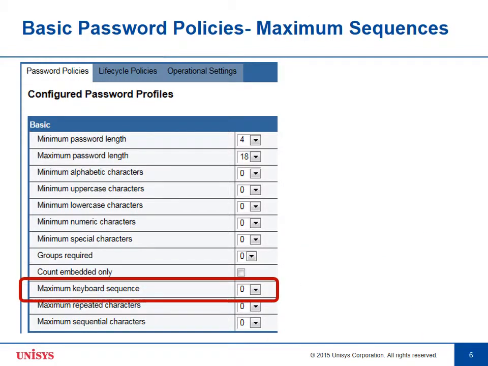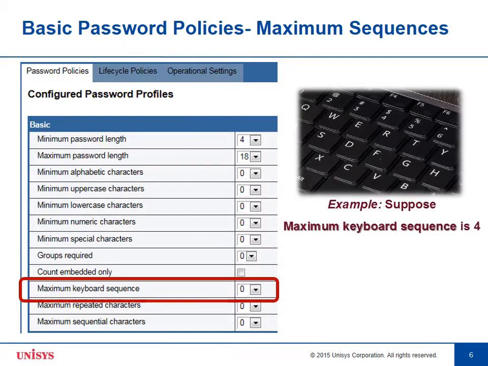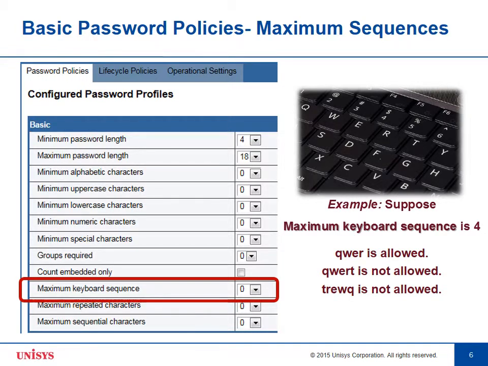Maximum keyboard sequence can be selected. You can select the maximum number of U.S. International Keyboard sequential characters that can be used in a password. And this includes both forward and reverse sequences. Case is ignored. So for example, suppose that the maximum keyboard sequence is 4. Then QWER is allowed because it's within that limit of 4. QWERT is not allowed because that's 5 in a row on the keyboard. TREWQ is not allowed because that's a reverse sequence. And Q with a capital W, E, capital RT is not allowed because the case is ignored.